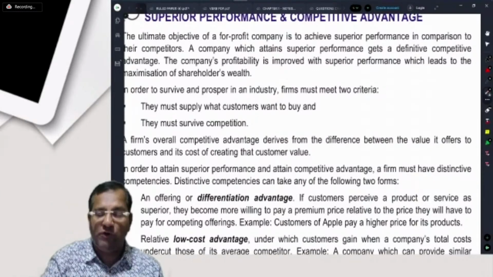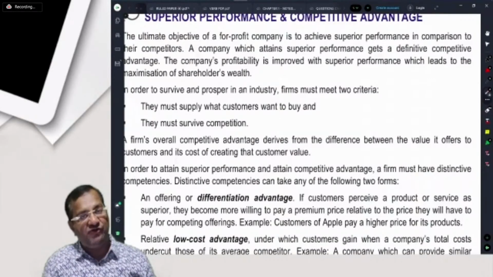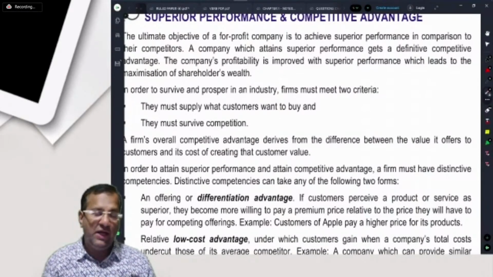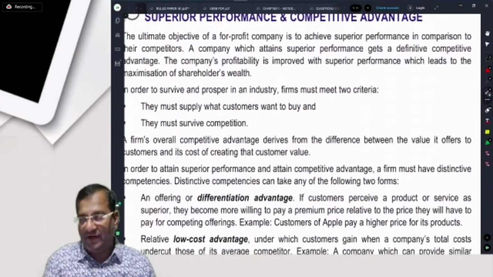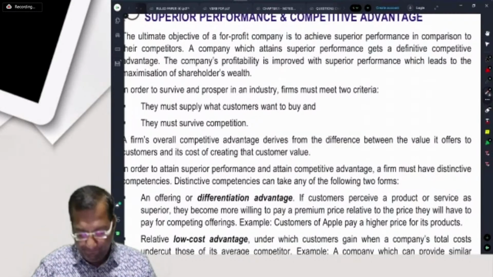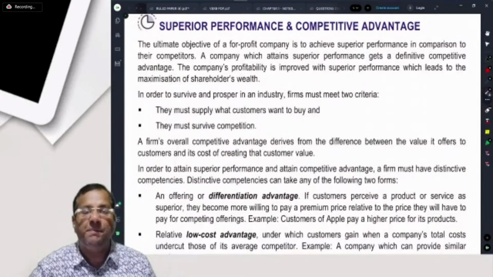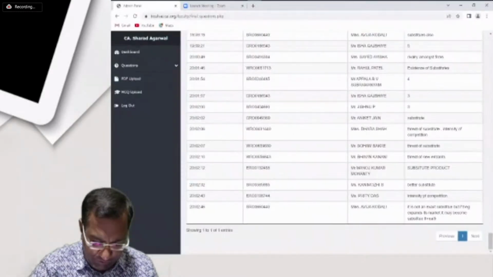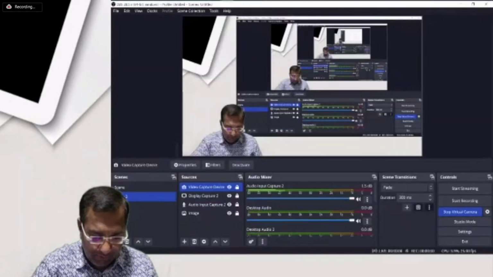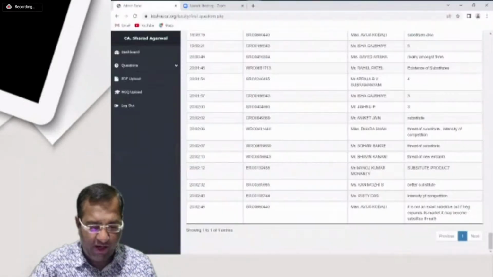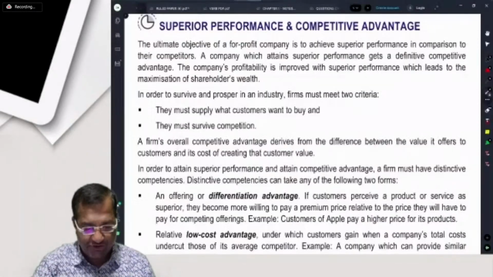Okay. First of all, we will deal with the broader concept, that is the product differentiation, and the second one, low cost advantage. Please write down, beta, in your copy. Superior performance and competitive advantage. Please give the heading. Superior performance and competitive advantage.